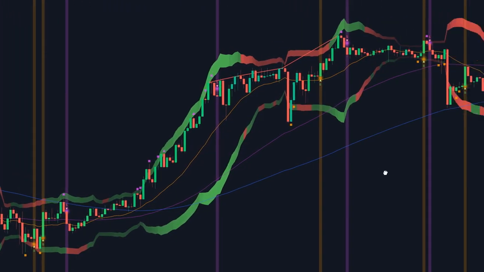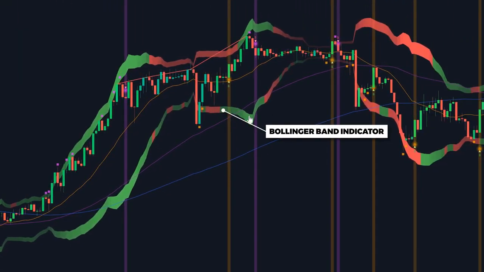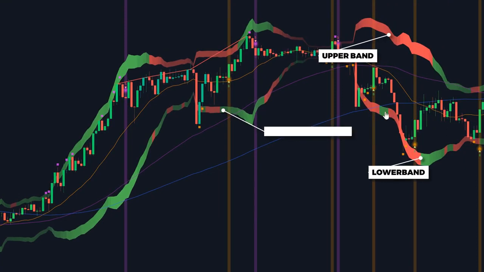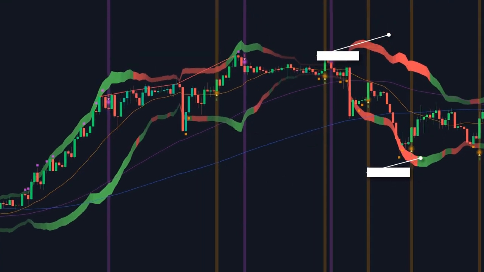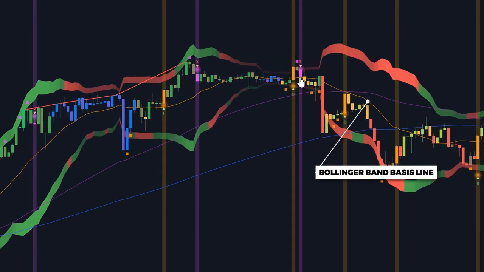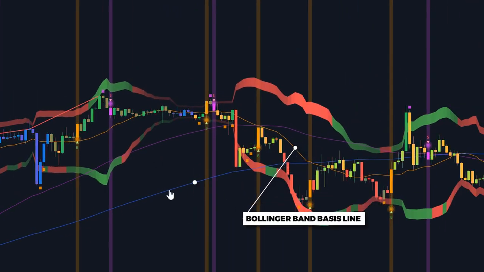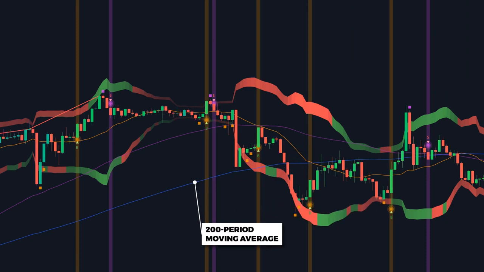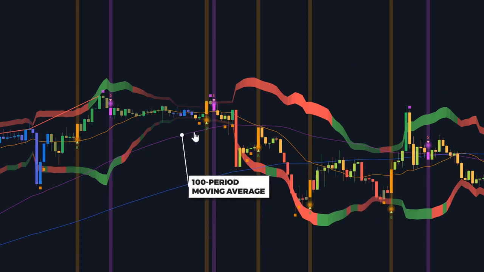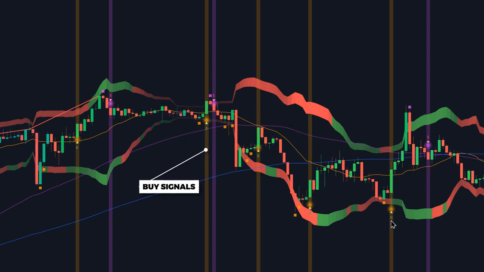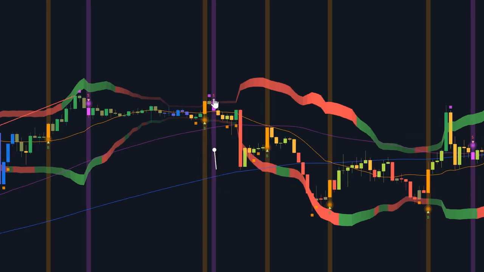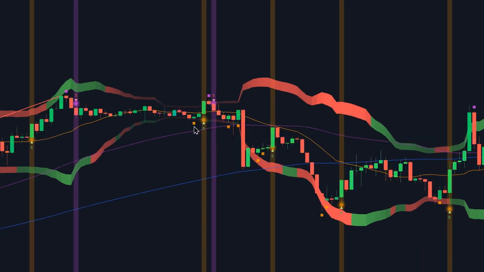Now, this indicator is composed of the Bollinger Band indicator. As you can see, this is the upper and the lower bands of the Bollinger Band indicator. And this yellow line in the center represents the Bollinger Band basis line. This blue moving average is a 200-period moving average, and then this is a 100-period moving average. These vertical bars represent the buy and sell signals. The orange bars are the buy signals with a B label, which means buy. The purple bars are the sell labels, and as you can see, they also contain an S label, which stands for sell. Now, what about these orange and purple squares?